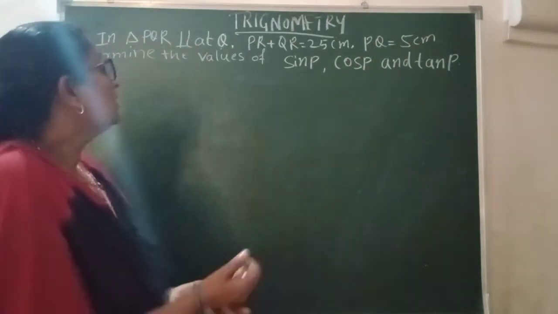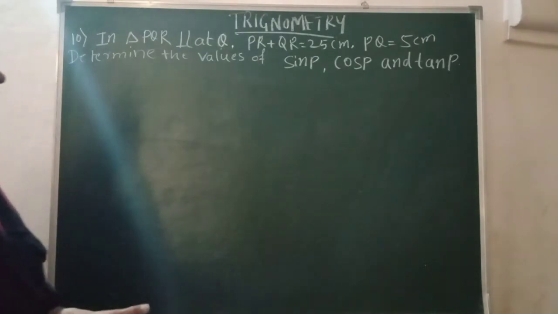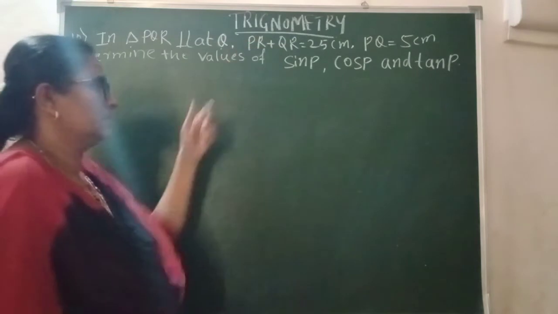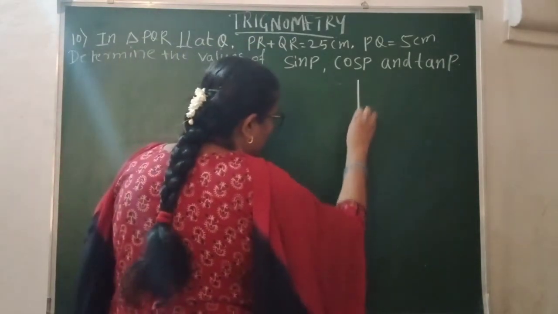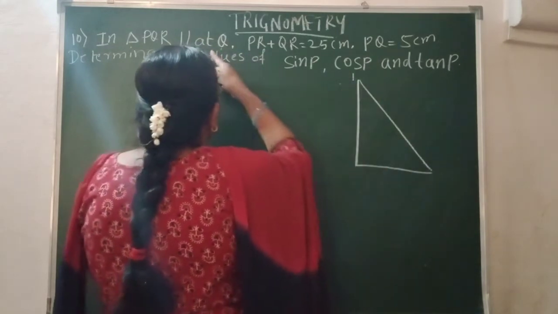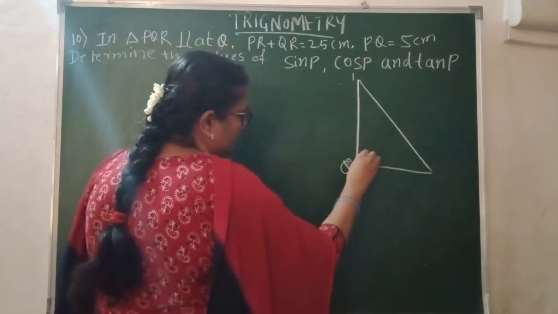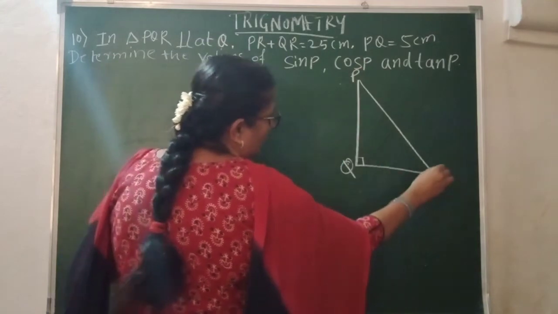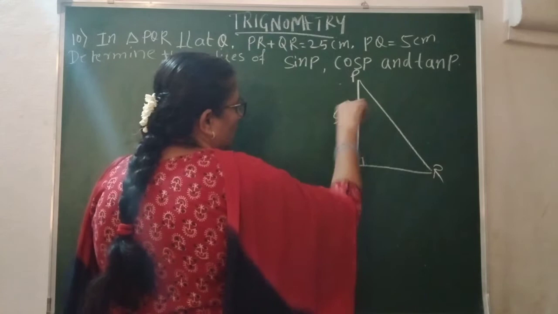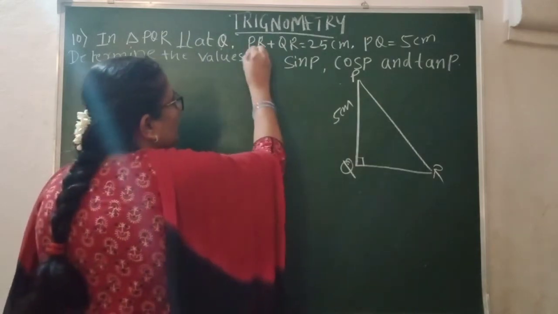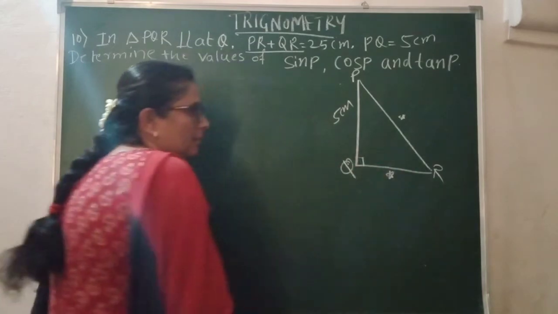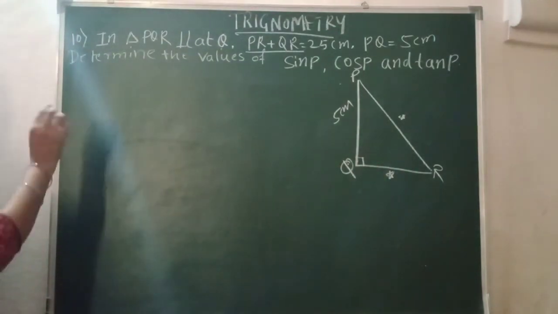This is the question. So you are not given the sides separately, but it is given in the form of the sum of two sides. For that, let me draw a triangle so that you can understand. Right angle at Q means Q must be here, then obviously this is P, Q and this is R. What you are given? PQ is equal to 5 centimeter. Then you are given PR plus QR, that means the sum of this and this one.